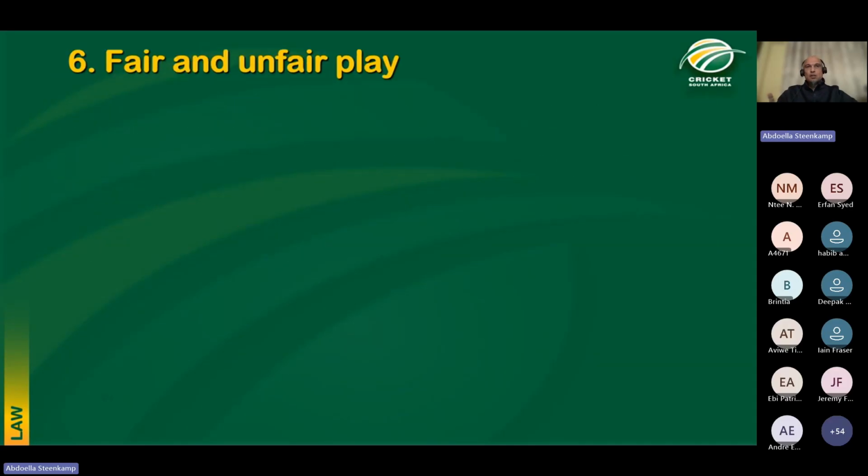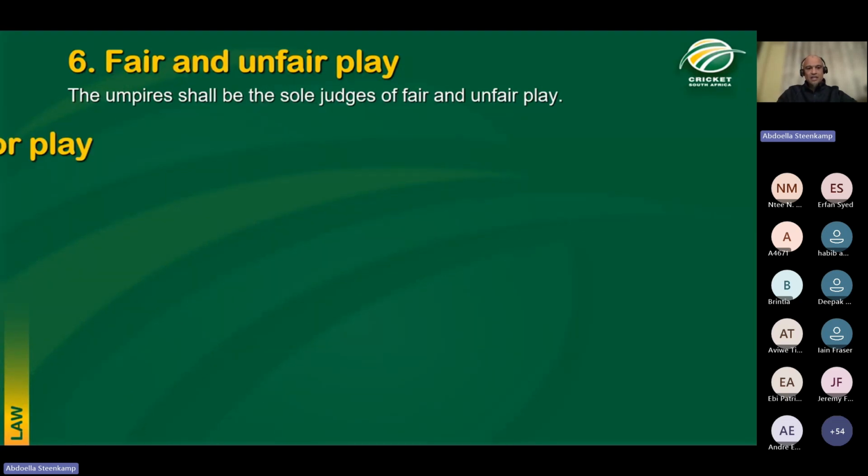Who are the judges of fair and unfair play? Is it the captains? Is it the coaches? Players? No, the umpires. They are the sole judges of fair and unfair play.